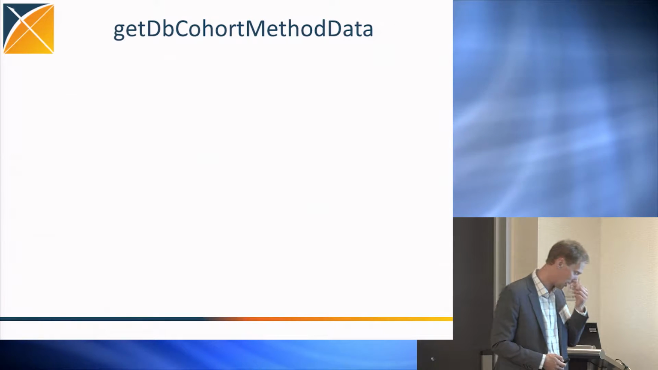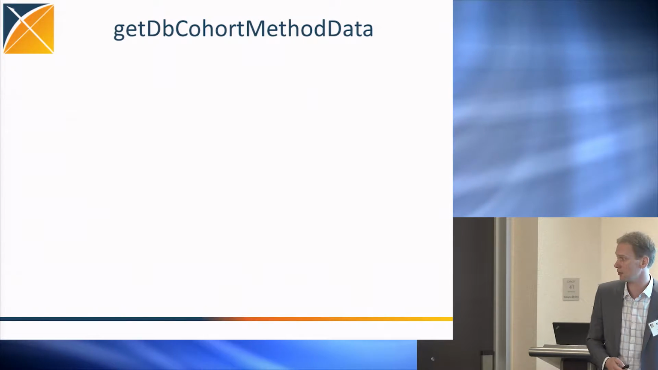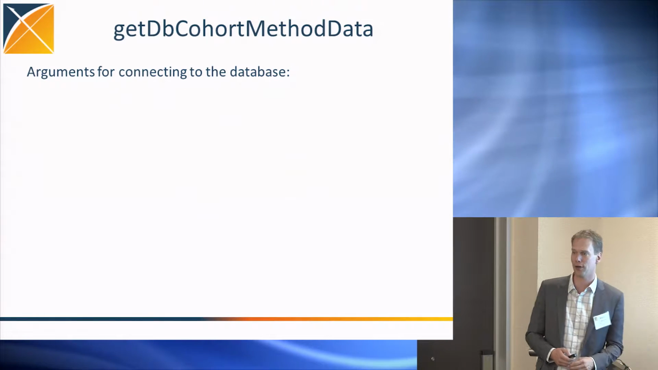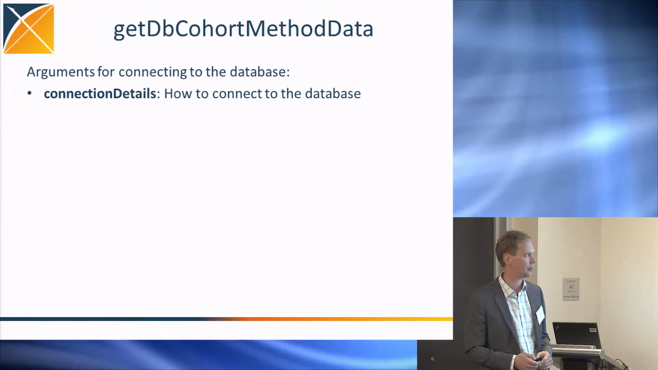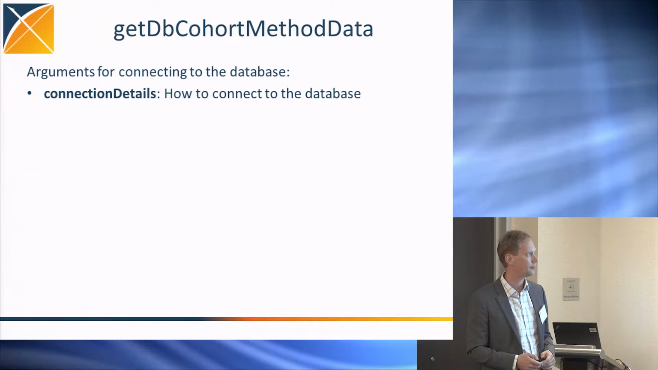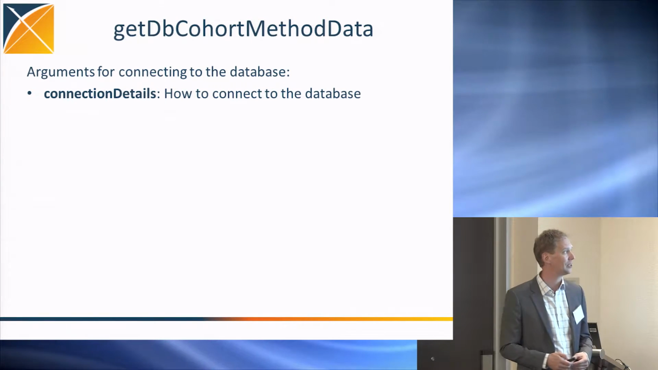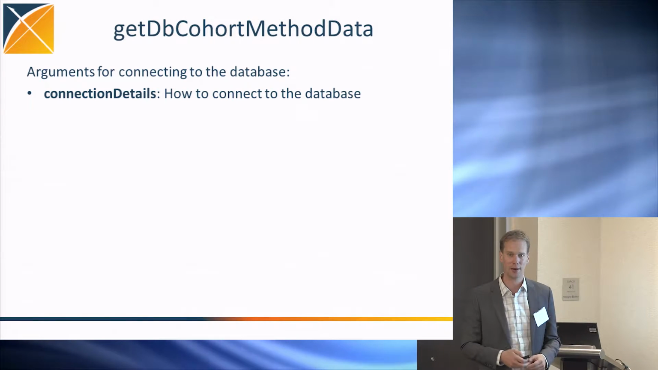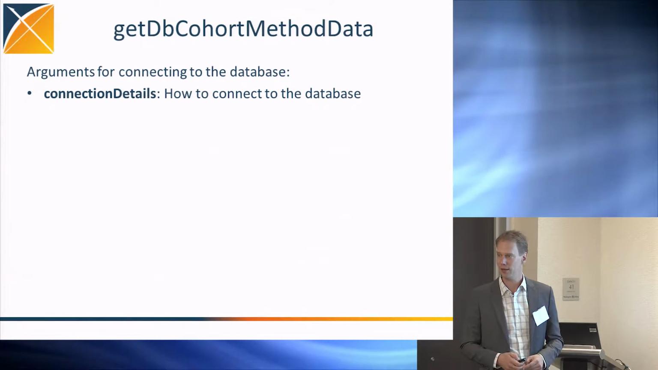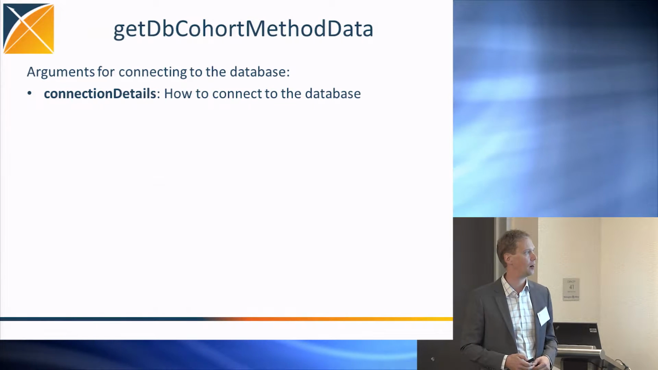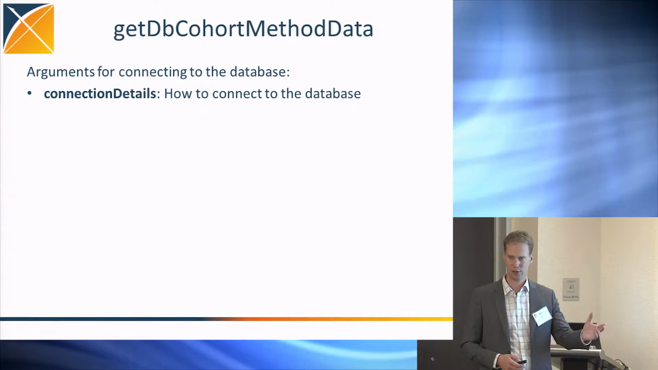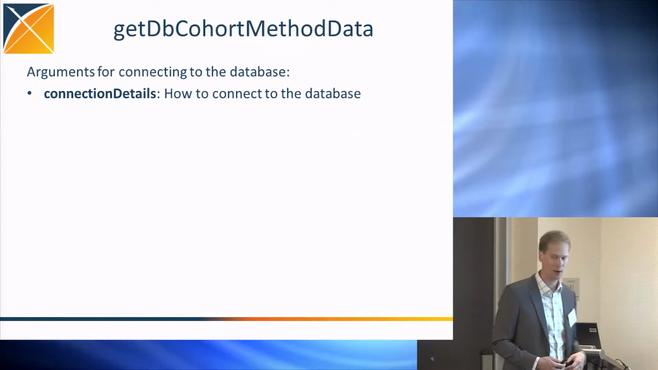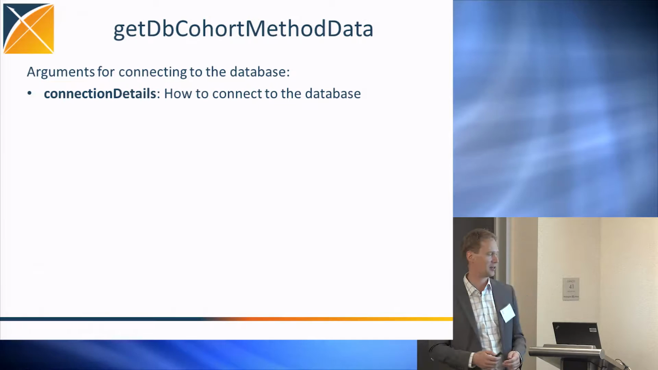All right, so for that we have the getDbCohortMethodData function, and I'm just going to walk through the arguments that this function has. First argument, connection details, specifies how you connect to the database, and in the code I sent you, it specifies this connection detail object. It just tells you the name of the server, what type of server it is, in this case Redshift, username and password. You now have my username and password.